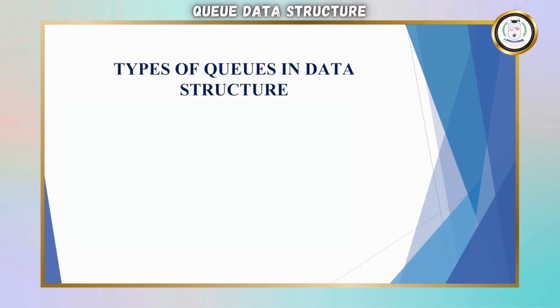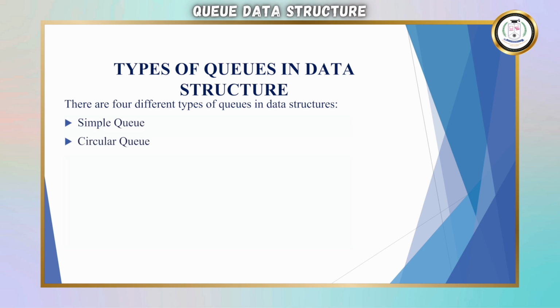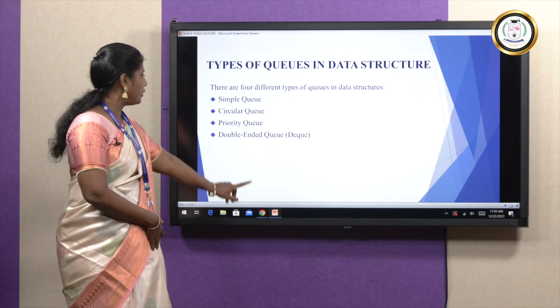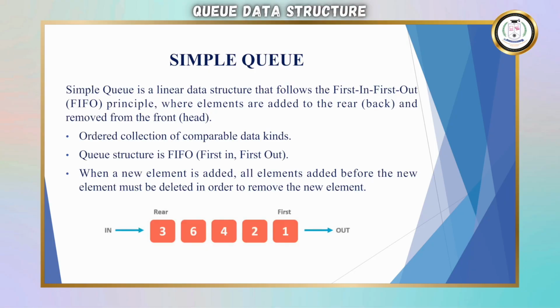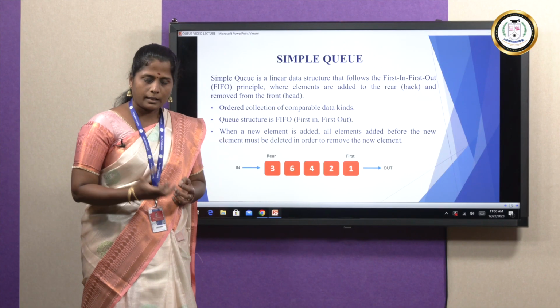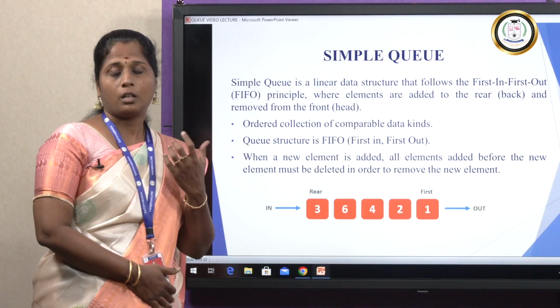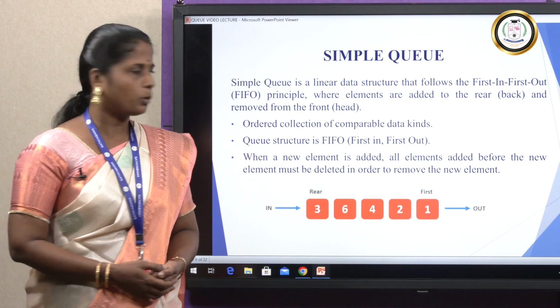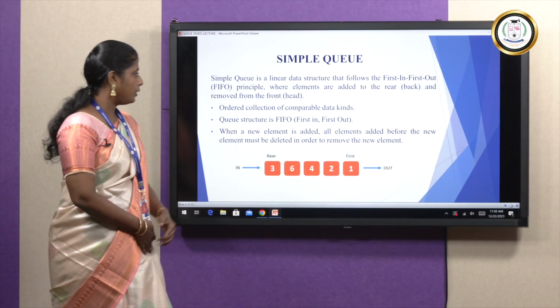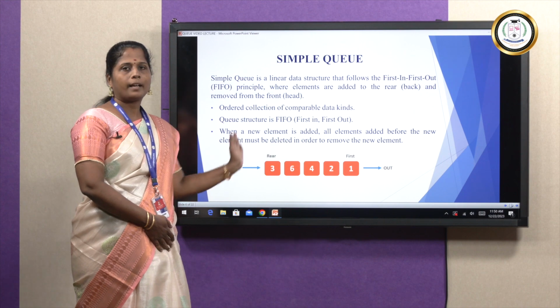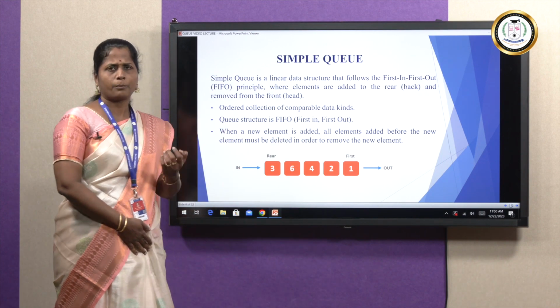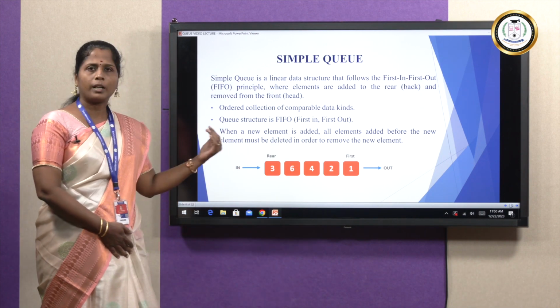Some of the types of queue data structure. There are four types of queue data structures: a simple queue, a circular queue, a priority queue, and a double-ended queue. First, we can see about the simple queue. A simple queue is a linear data structure which follows a first in first out approach. The queue is a collection of elements placed in a sequential order. When we add an element in a queue, all the elements will be added only at the back end. When we delete an element from the queue, the elements will be deleted only from the front end.